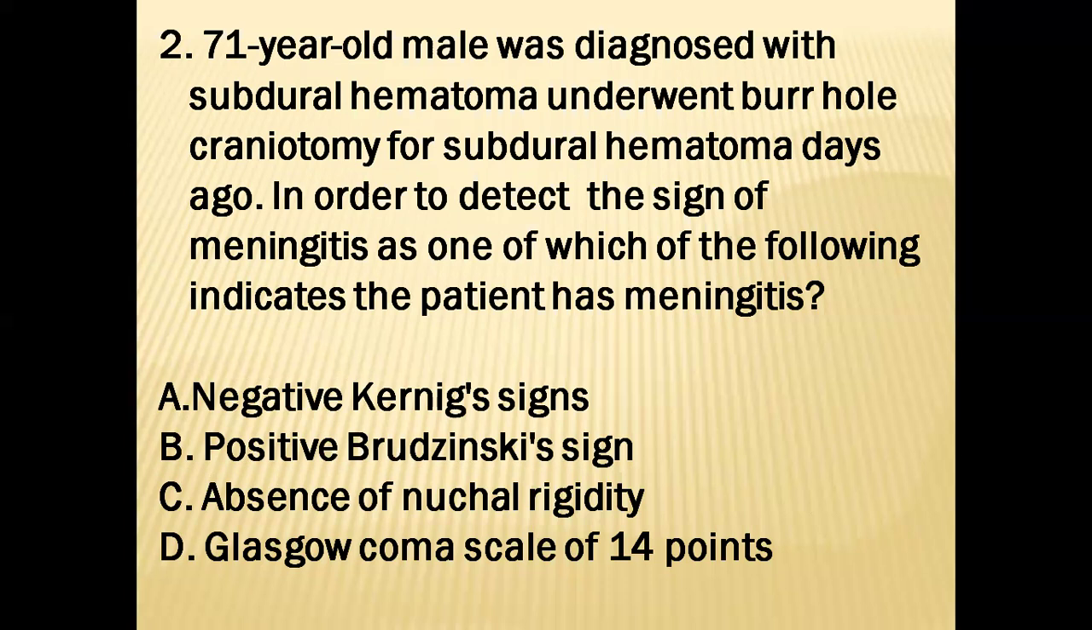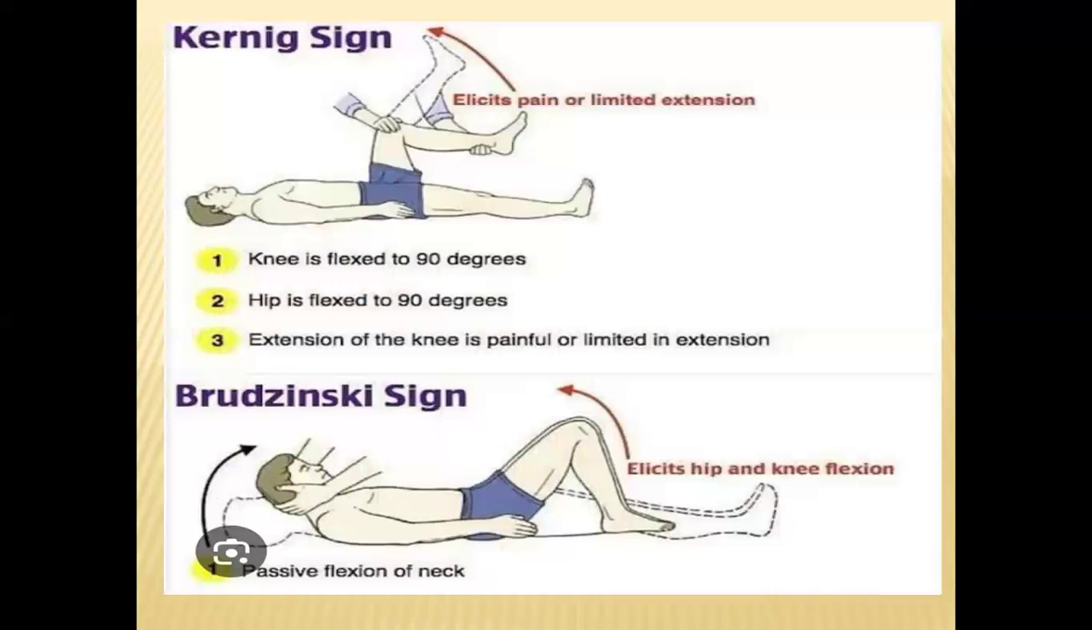As we know, what are the signs of meningitis? Positive Kernig sign, positive Brudzinski sign, and one more thing, nuchal rigidity will be present. What is nuchal rigidity? The neck will be rigid, you cannot turn it, it will be very rigid. That is called nuchal rigidity. These three are the important signs of meningitis: Kernig sign, Brudzinski sign, nuchal rigidity.